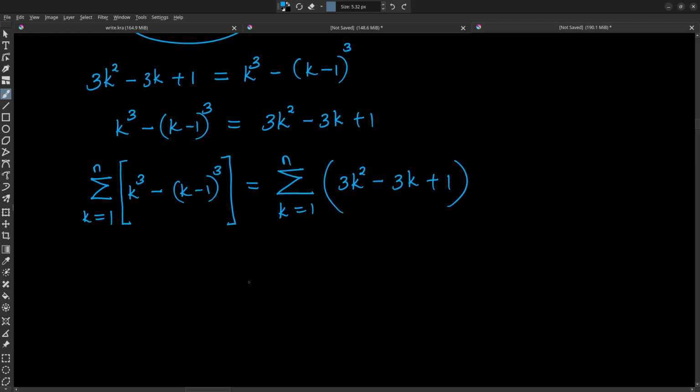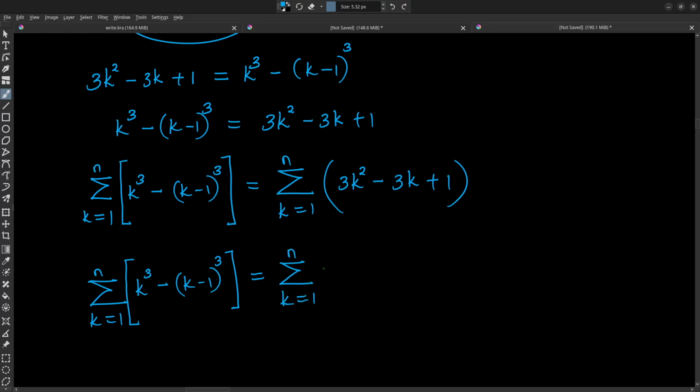This is the same as just introducing this summation operator to each one of these terms, right? So this means, okay, let's start with this left side. The left side just remains the same. So we have the summation where k is equal to 1 to n of this whole thing, k cubed minus (k minus 1) cubed. This is equal to, now we introduce this summation to each one of these terms. So this is the same as doing the summation from k equals 1 to n of the first term, which is 3k squared.